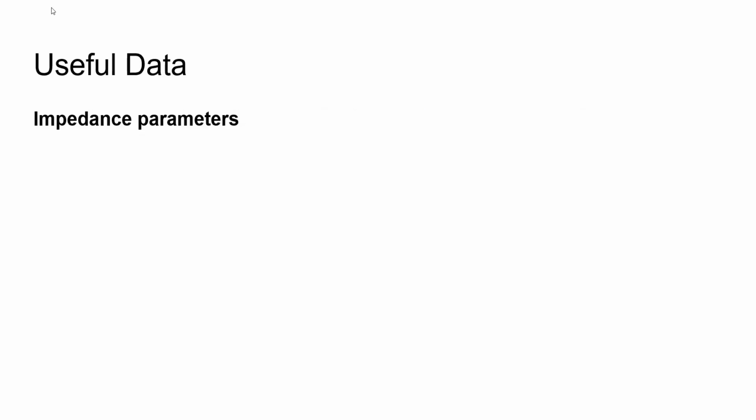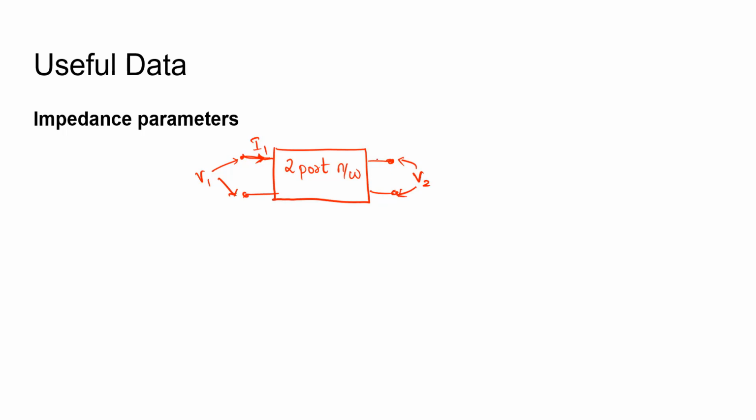Let's have a look at the impedance parameters and the related equation before solving this problem. Consider a two-port network that's shown. It has two ports. One is the input port and the other one is the output port. V1 is the input that is applied over the input port and I1 is the current that is passing through the network from the input port. V2 is the voltage at the output port and I2 is the current that's passing through the network through the output port.